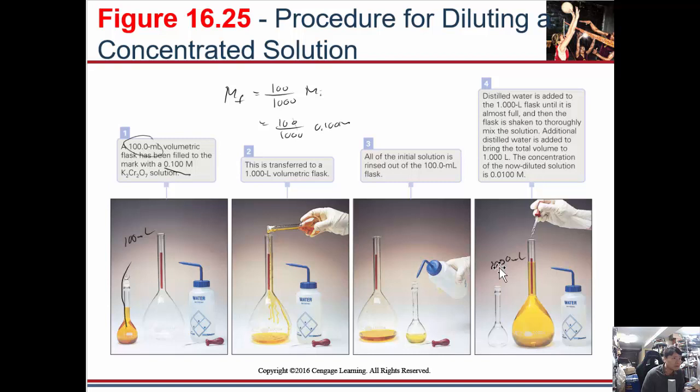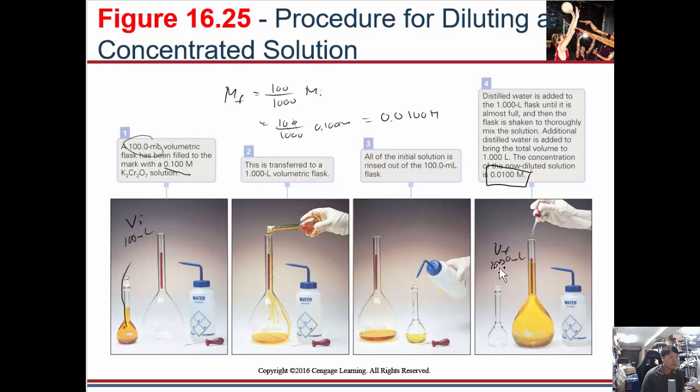And so this is going to be a 1 to 10 dilution. So this is going to be 0.0100 molar at the end. And so that's what they have here, 0.0100. And so we look at the initial volume and the final volume, V initial and V final.